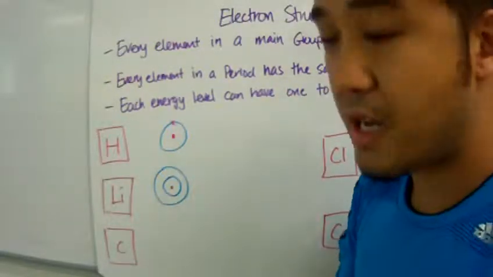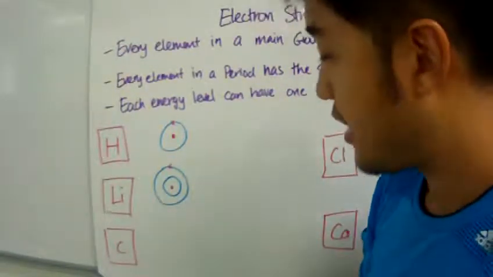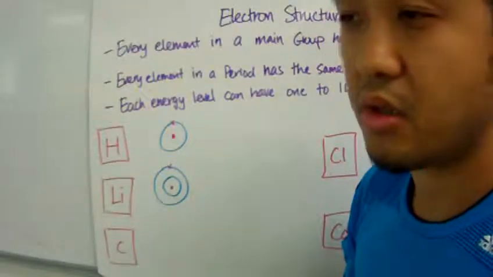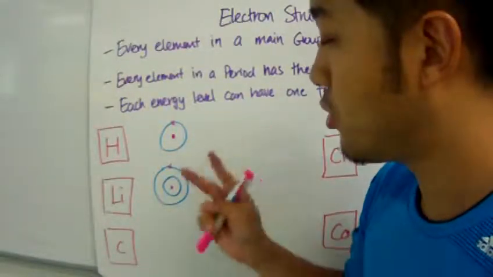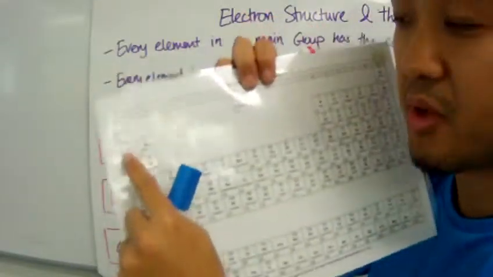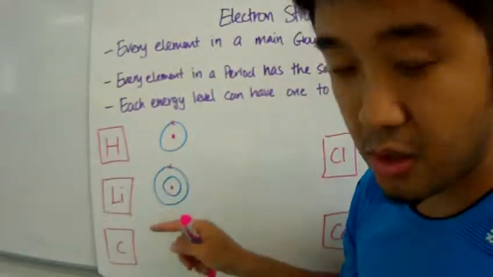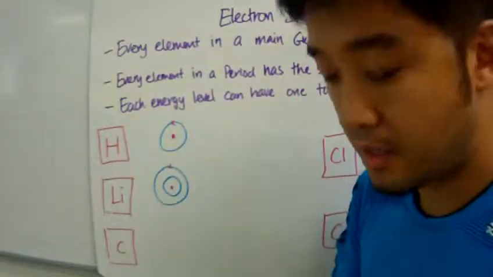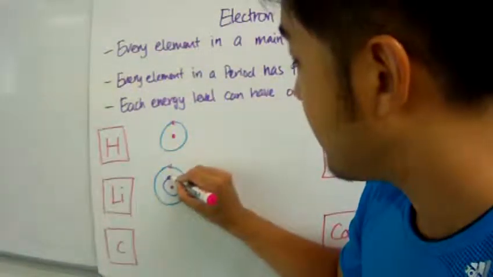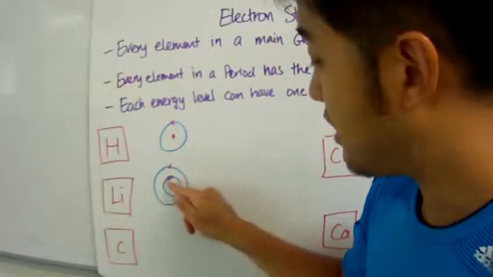And I know that it has one valence electron because it's group one, so I'm going to draw it up here. And inside the inner energy level or inner shell must have two electrons because lithium has an atomic number of 3. And I've already used one electron, so I have two electrons left, and those two electrons must be in the first energy level in here.